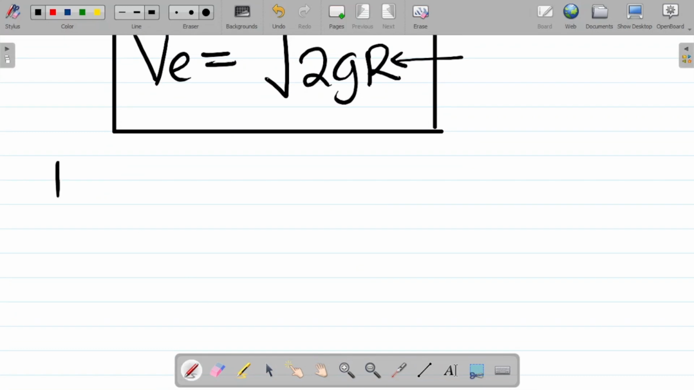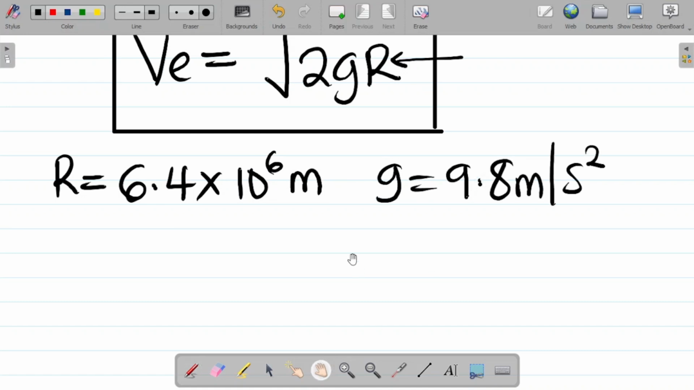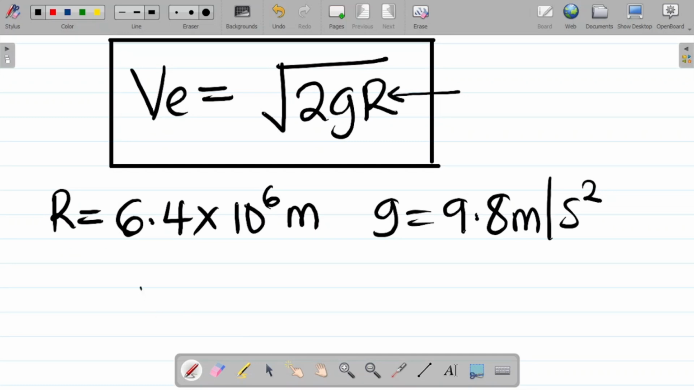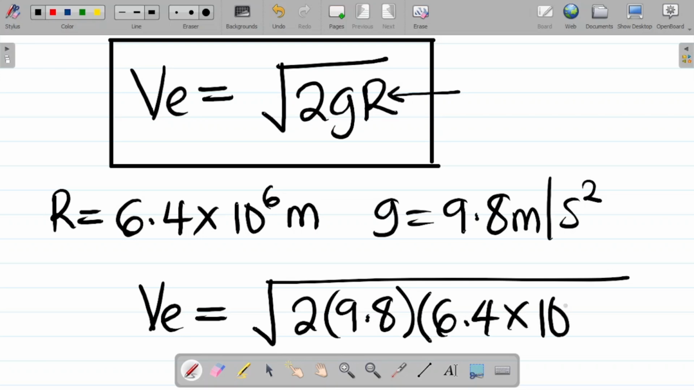We know that R, the radius of the Earth, is a constant, and the value is about 6.4 times 10 to the power 6 meters. And also g is equal to, let's use 9.8 meter per second squared. Let's input these values into this equation. We'll have that escape velocity VE is equal to the square root of 2 times g, 9.8, times R, 6.4 times 10 to the power 6.